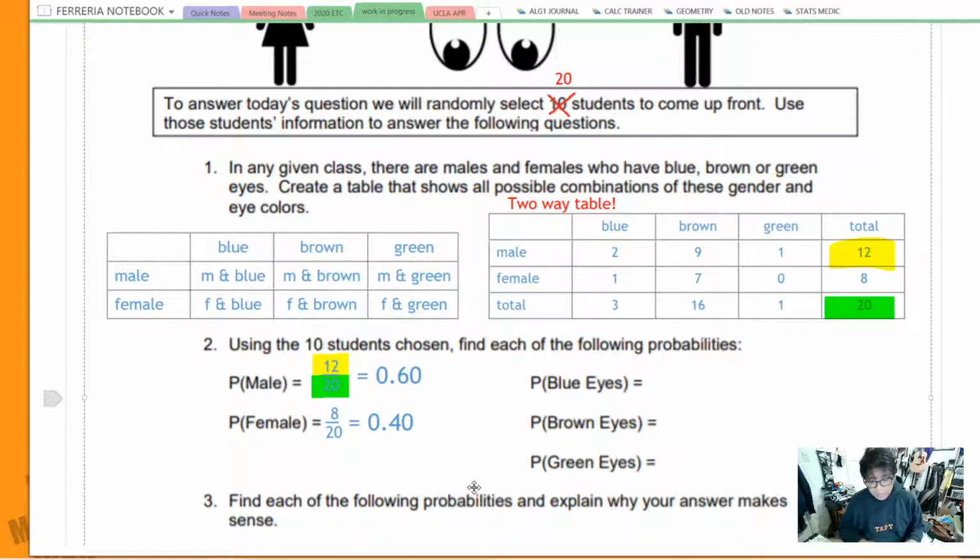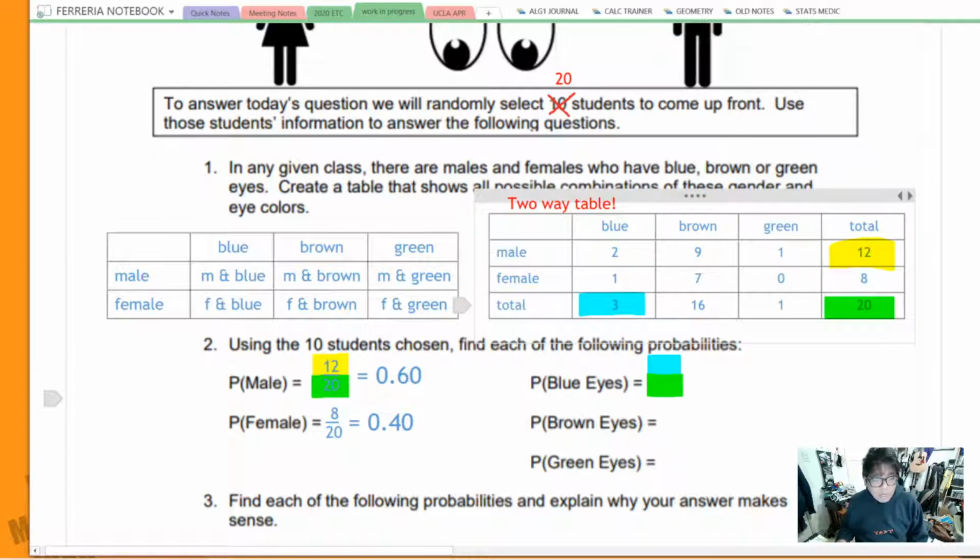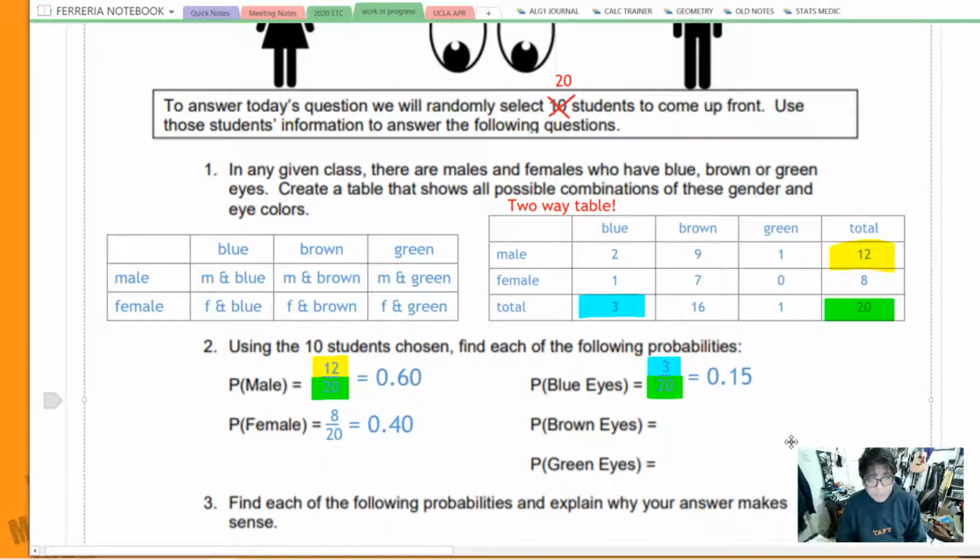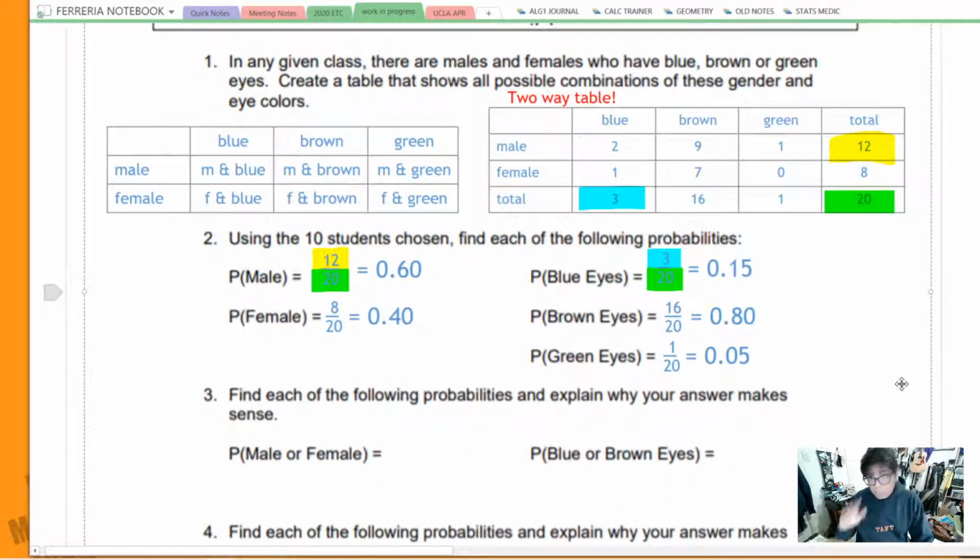The next one to look at is blue eyes. For blue eyes, we're going to take the column total and divide it by the grand total. So 3 divided by 20 is 0.15, or 15%. And then the rest of these are pretty much the same thing. 16 brown-eyed people divided by 20 is 0.8. And then 1 green-eyed person is 1 out of 20 total people in our sample. And 1 out of 20 is 0.05.